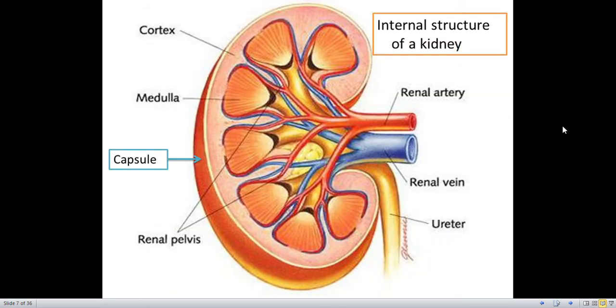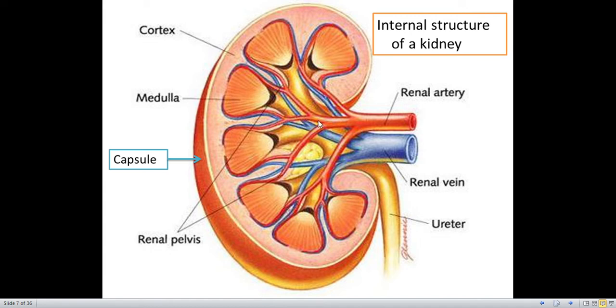Now, if you take a kidney, these are the parts. Capsule. The outermost covering is called the capsule. Inner to the capsule, you can see the cortex, and inner to the cortex, you can see medulla. You can see pyramids in the medulla, triangular shaped pyramids, and this part is called the renal pelvis.